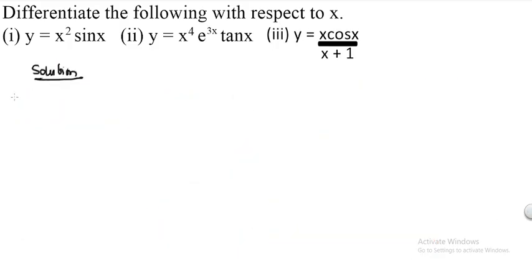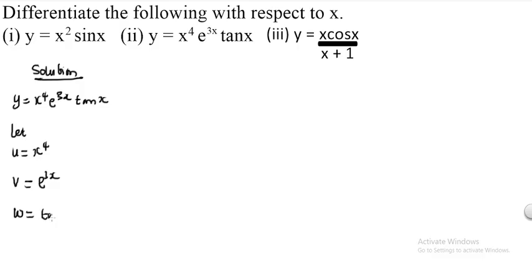So for the second question on the screen, I have y is equal to x to the power of 4 exponential 3x tan x. Now one thing you want to do is assign letters to each of the independent functions here. So I can just say let u is equal to x to the power of 4. The next function in my hands is exponential 3x, so I can say let v is equal to exponential 3x. The next function is tan x, so I can say let w equal tan x.